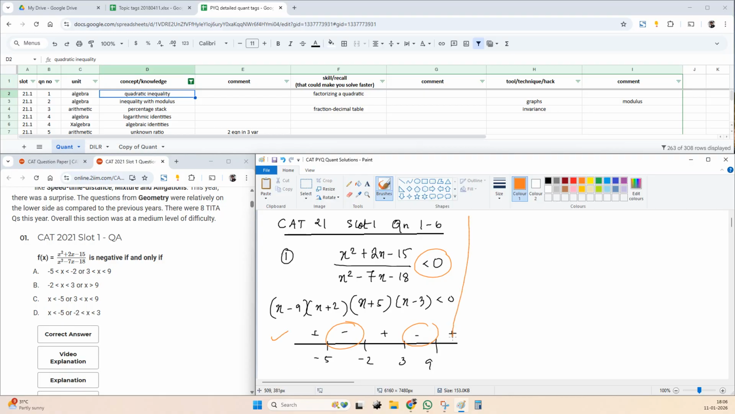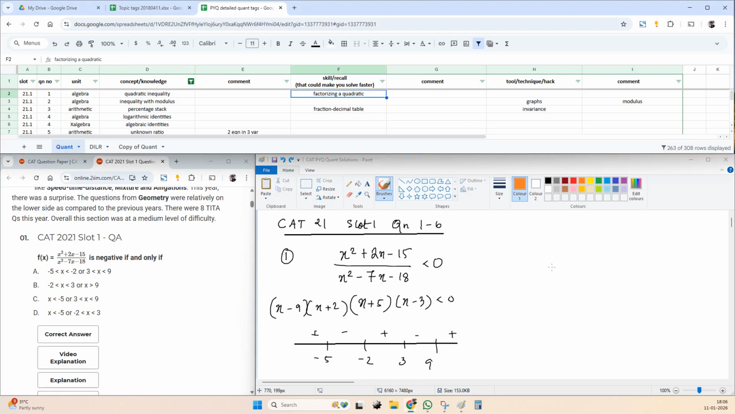And so let's explain this for the people who might not know the concept or the optimizations involved. When you have a quadratic inequality, okay, let's get this part out of the way first. That is why I've written factorizing a quadratic as a skill that could make you solve faster. The speed trainable element here is converting this to this instantly and this to this instantly, and this is pretty easy to do for any quadratic where the coefficient of the x square term is 1.